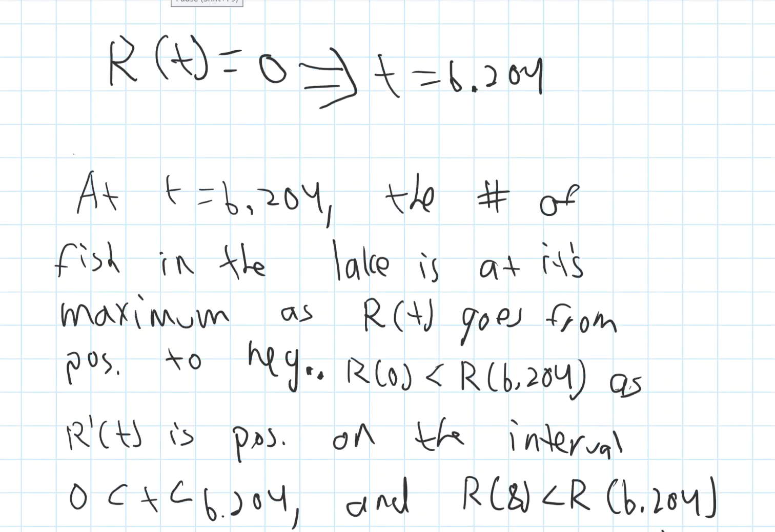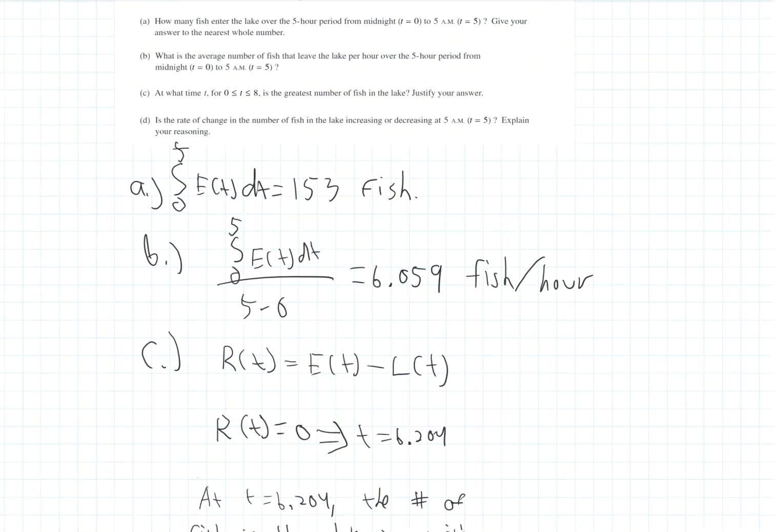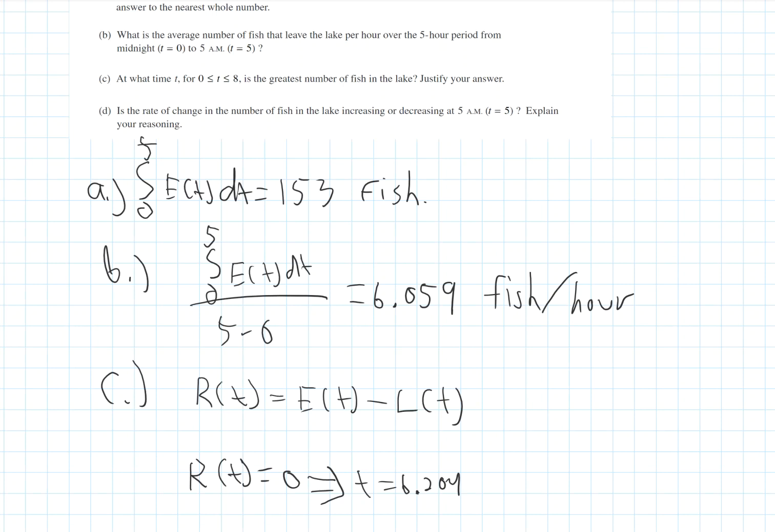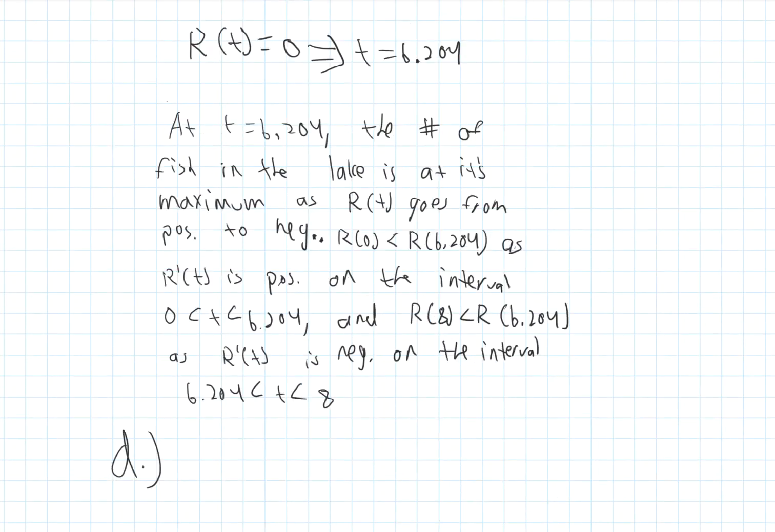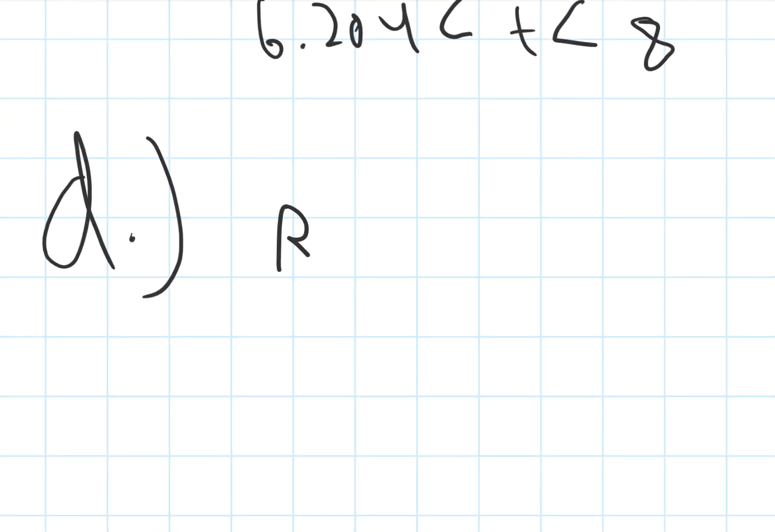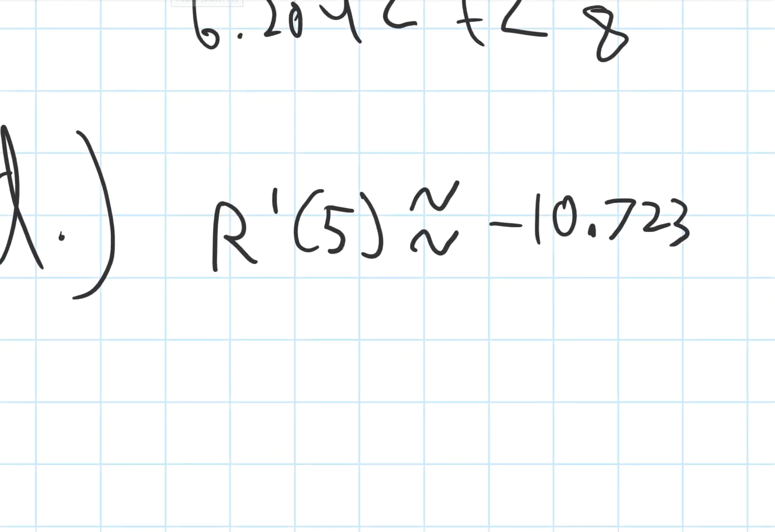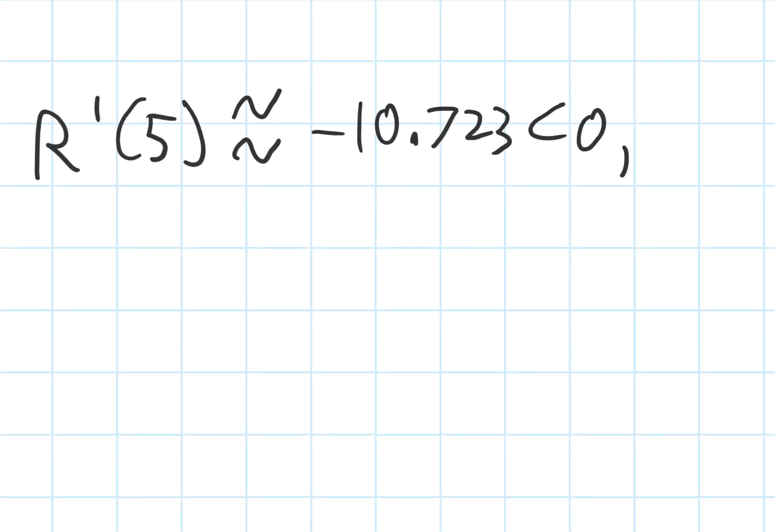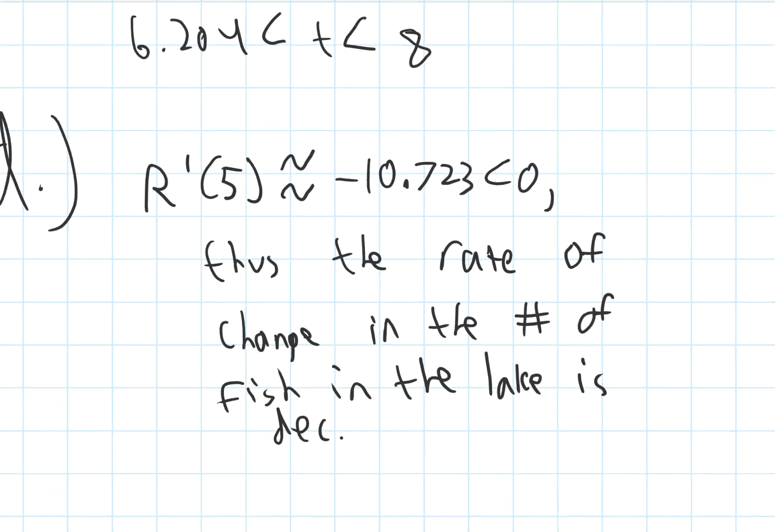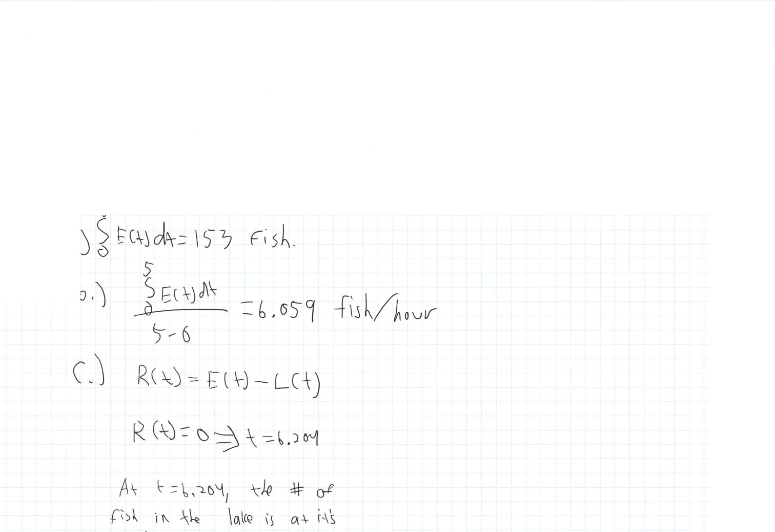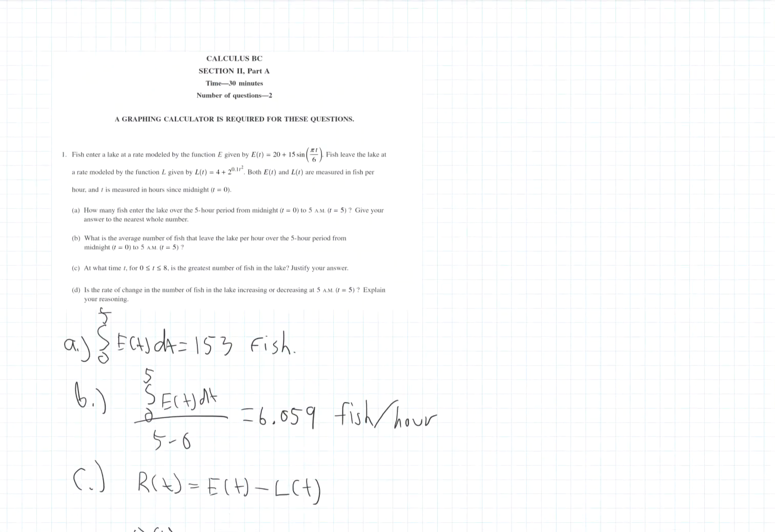Now back to D though. So D asks us whether the rate of change of the number of fish is increasing or decreasing at 5 a.m. Therefore, we just needed to take R prime of 5, which equals approximately negative 10.723, which is less than 0. Thus, the rate of change of the number of fish in the lake is decreasing. And there is problem number 1.